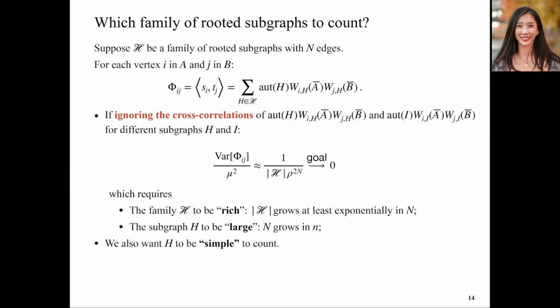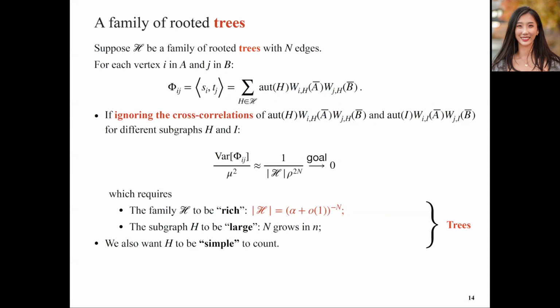Lastly, we also need this H to be simple so that we can count it efficiently. And this rich, large, simple criteria leads to the choice of picking this family to be a family of trees. We know that if we pick it to be a family of trees, then this family grows exponentially with respect to the tree size, and the growth rate is 1 over Otter's tree counting constant. Then we can plug the cardinality of the family into the above ratio.